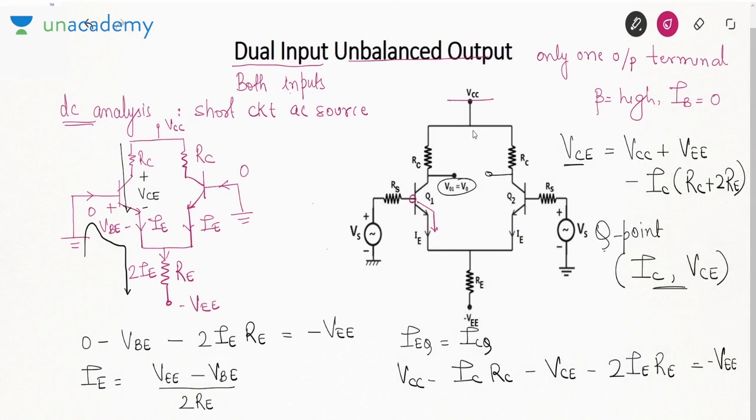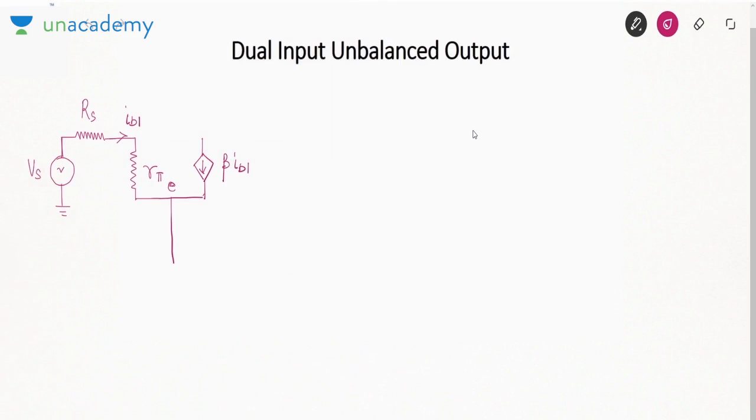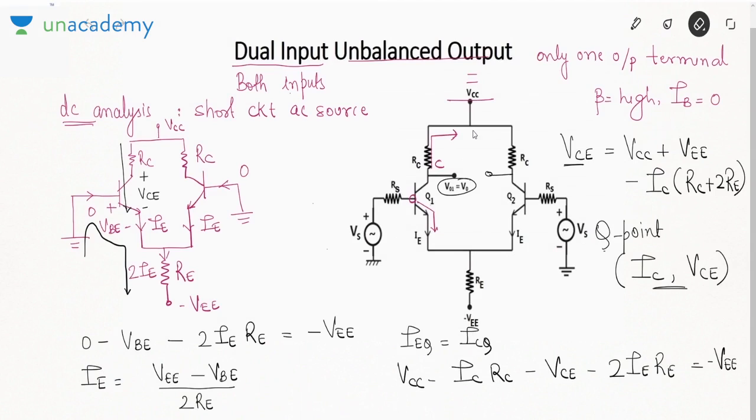Now for AC analysis you will ground this VCC. So this RC will be connected between collector and ground. Is this fine? This is your V0. Because we are talking about unbalanced output, there is no output terminal here. This value will be equal to V0.